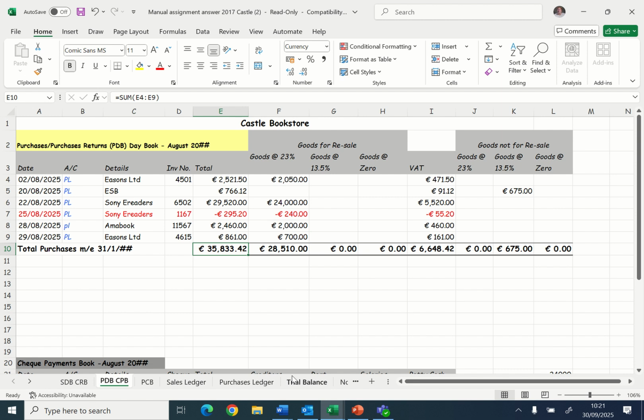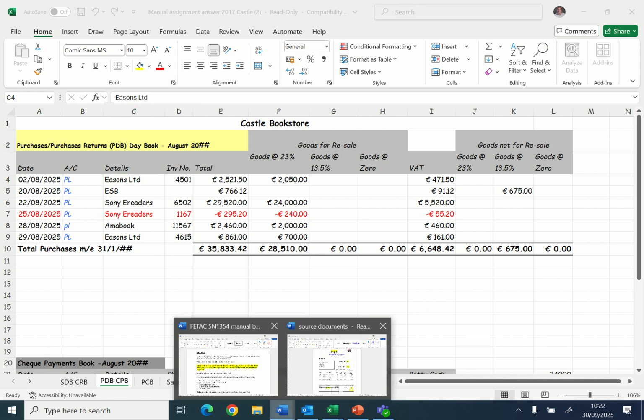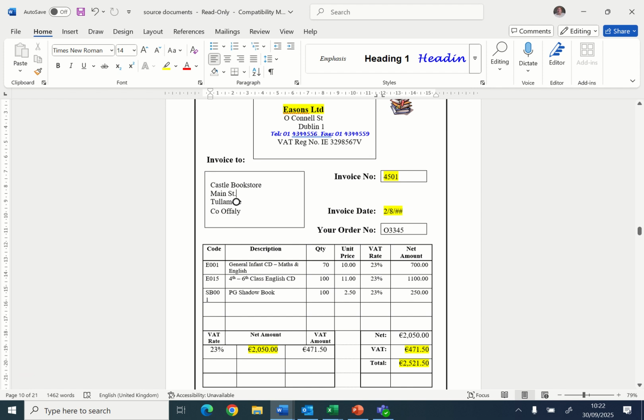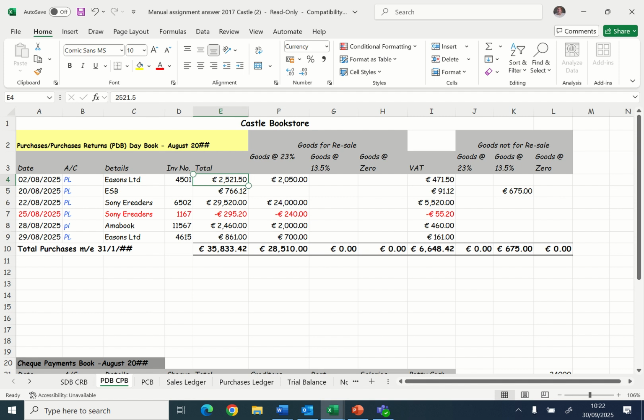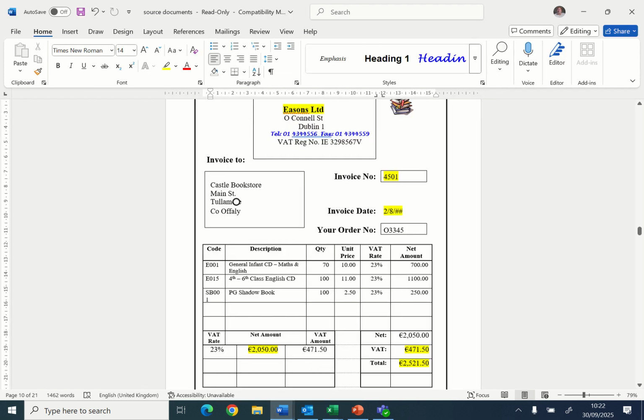So, here's one I've made earlier. So you can see if we just look at that first Eason's invoice, the date of it was the 2nd of August. It's from Eason's. The invoice number is 4501. So I'm just going to double check. So Eason's 4501, 2nd of August. The next piece of information we need is the total amount. So back here to your total amount of 2,521.50.